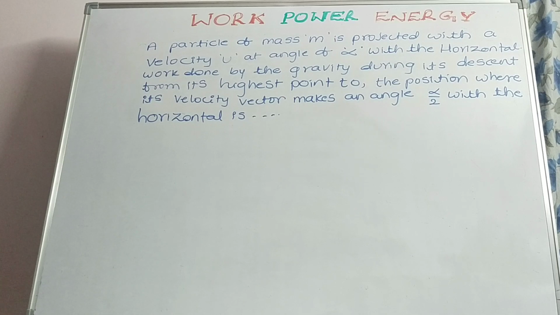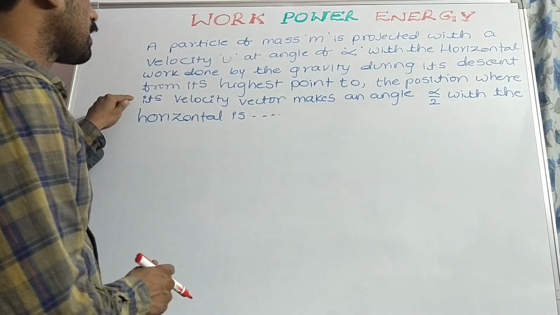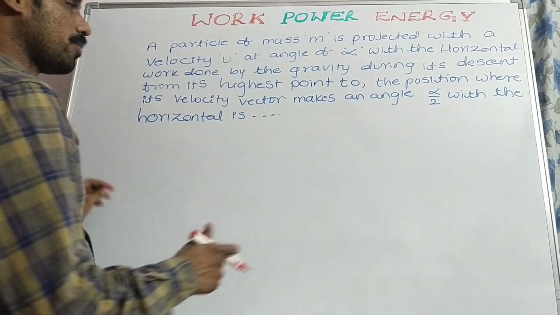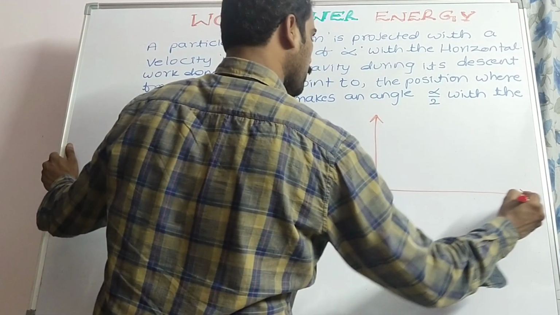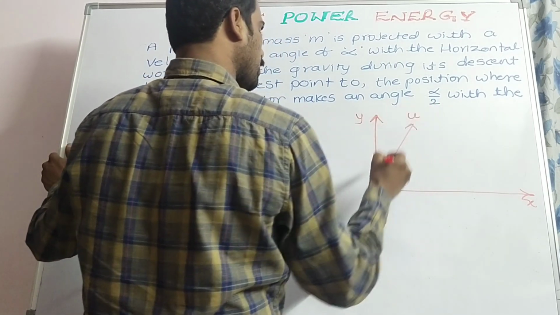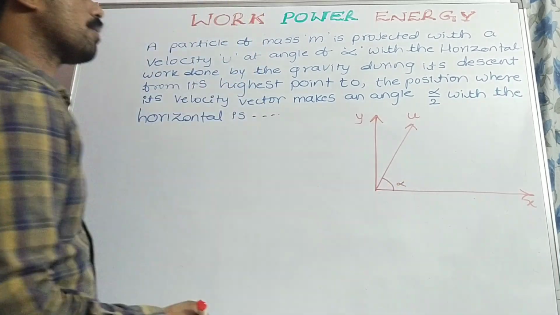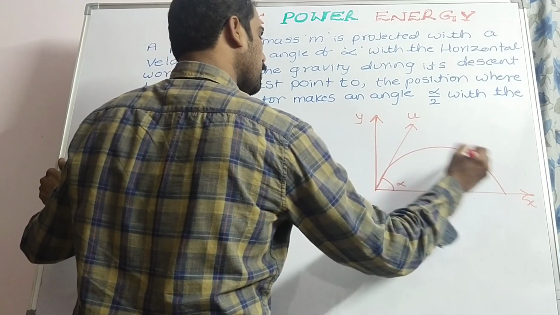Now here, a particle of mass m is projected with a velocity u at an angle of alpha with the horizontal. Find the work done by gravity during its descent from its highest point to the position where its velocity vector makes an angle alpha by 2 with the horizontal. We know the path of a projectile is a parabola. Let us consider a body of mass m projected with initial velocity u, which makes an angle alpha with the horizontal. Then it follows the path of a parabola.